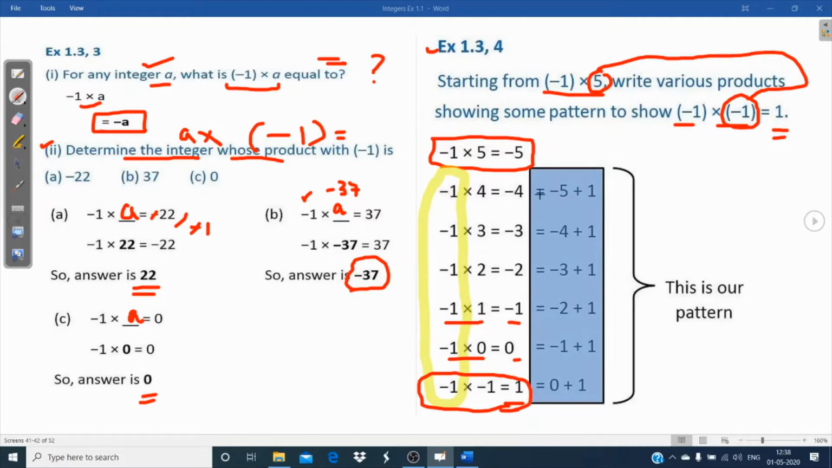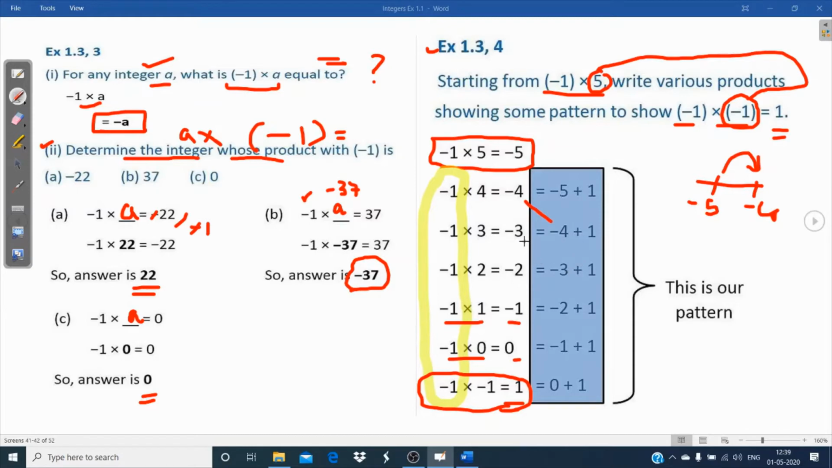Now if you observe this pattern, how is this minus 4 coming? From this minus 5, we have added 1. Because minus 5 plus 1, if you see on the number line, if it is minus 5, now if I add 1 here, means one step forward we are moving, so you will get minus 4. So minus 5 plus 1. Now here, this minus 4 plus 1, what are you getting?